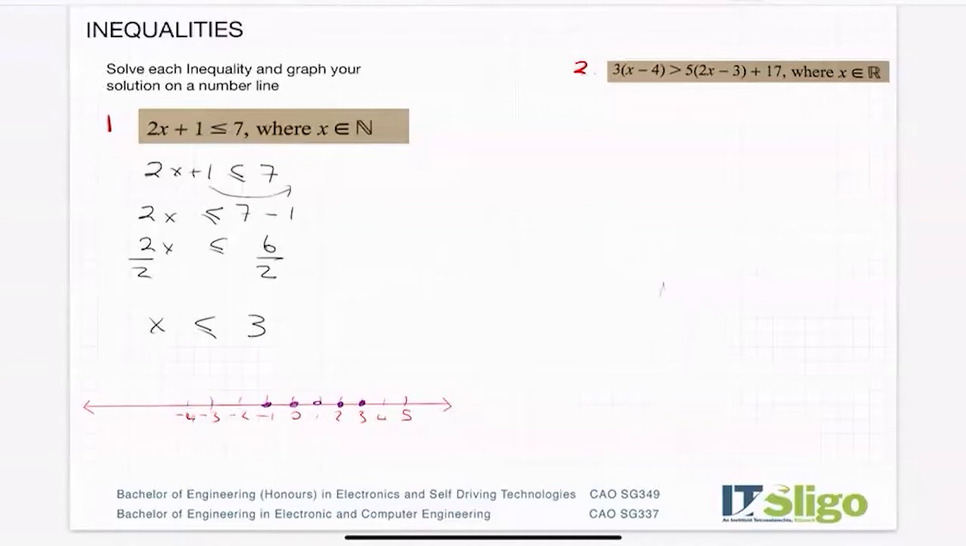I am wrong. I did integers. My apologies, natural numbers start at 1. So in fact, it's only 3, 2, 1.